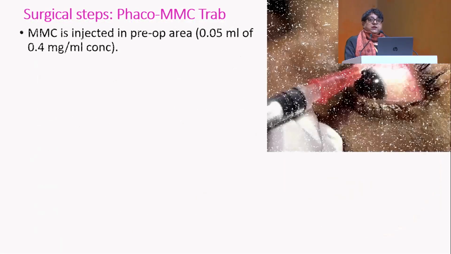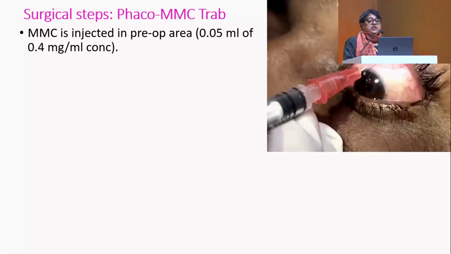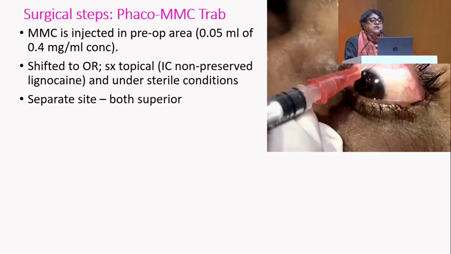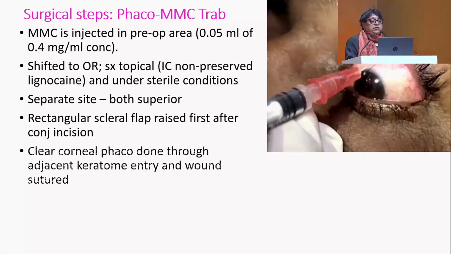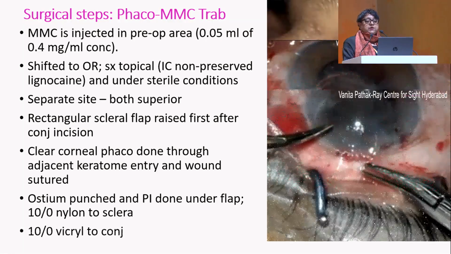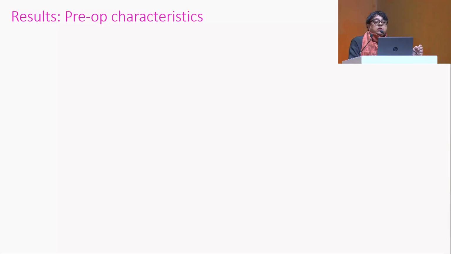For the trabeculectomy surgical steps, mitomycin C was injected in all cases. They were then shifted to the OR, mostly done topical under sterile conditions, and both were done at separate sites, both superior. First, a rectangular flap was raised, and then clear corneal phaco was done at an adjacent position next to it. Then the trab was completed with 10-0 nylon, two sutures to the sclera, and 10-0 Vicryl to the conjunctiva.